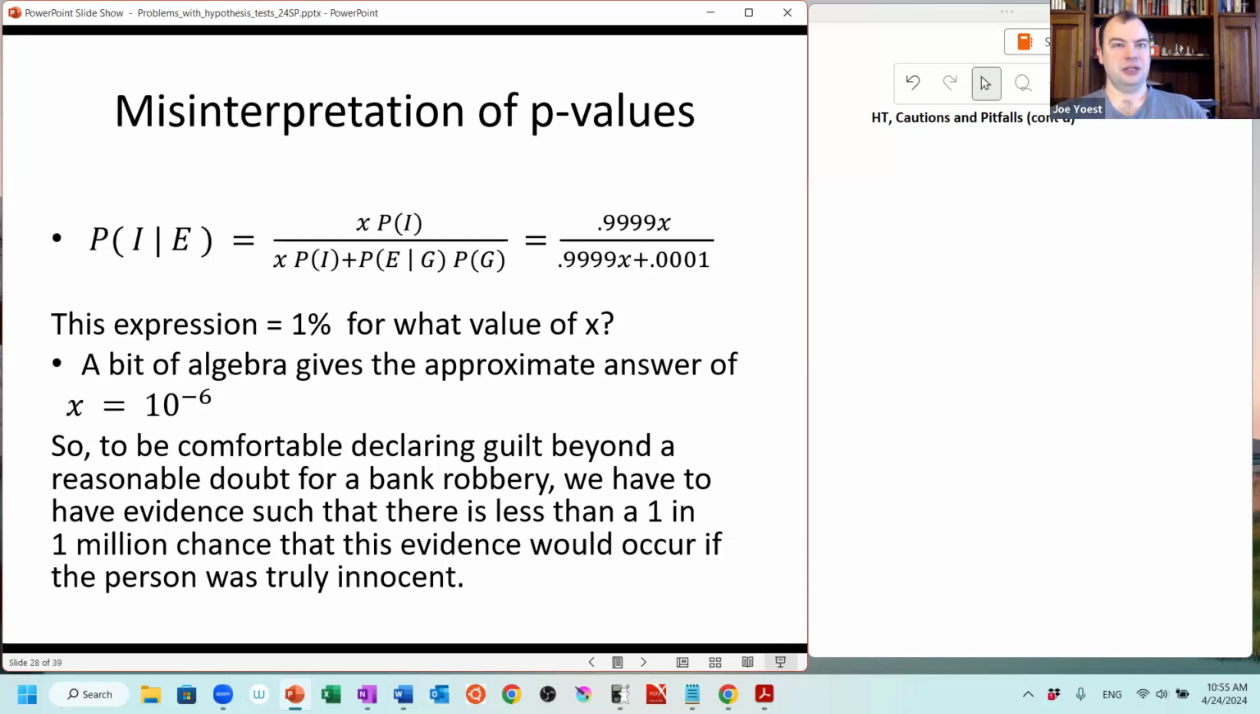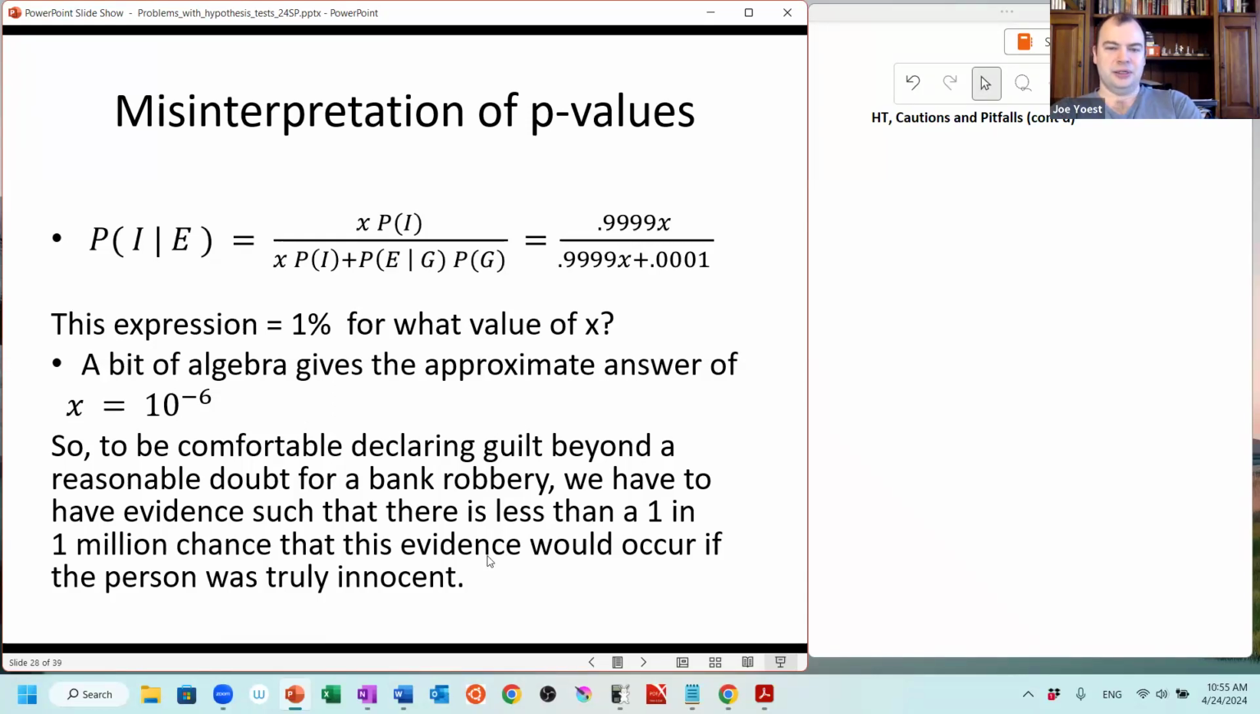We would need an extremely small p-value so that when I say, I reject innocence and declare guilt, I'm implicitly probably thinking like a Bayesian there. I would need an extremely small p-value in order for my kind of Bayesian thinking to be in line with the frequentist argument.